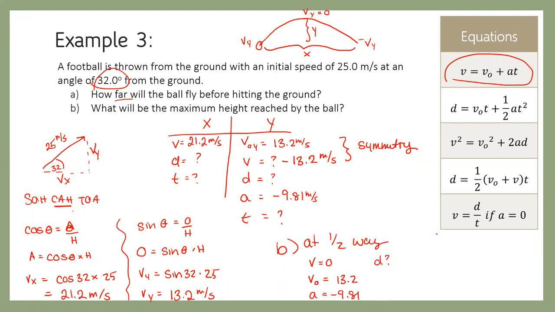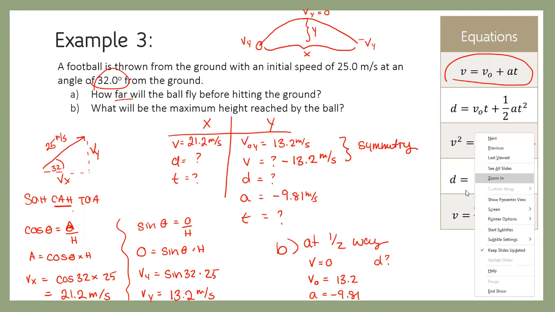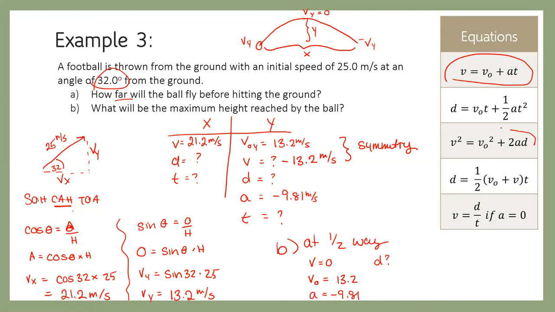Okay, so find which equation uses all of those. The best equation for that, I think, could use a couple of them. Just in case the time is calculated incorrectly, we'll use this one, which doesn't use time. So velocity squared equals v naught squared plus 2ad. Velocity at the end was 0, so 0 squared equals v naught, just the initial velocity, 13.2, plus 2 times negative 9.81 times the distance. So that's our distance in the y direction.